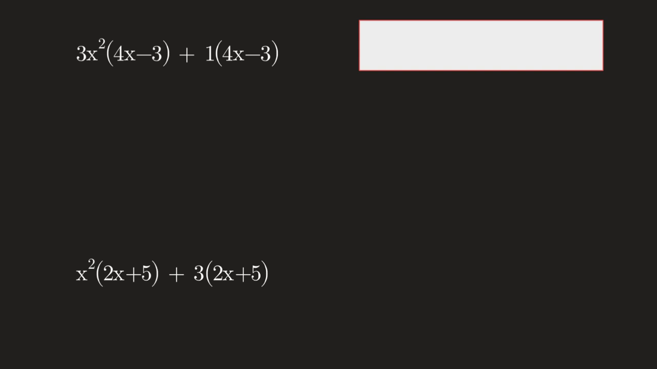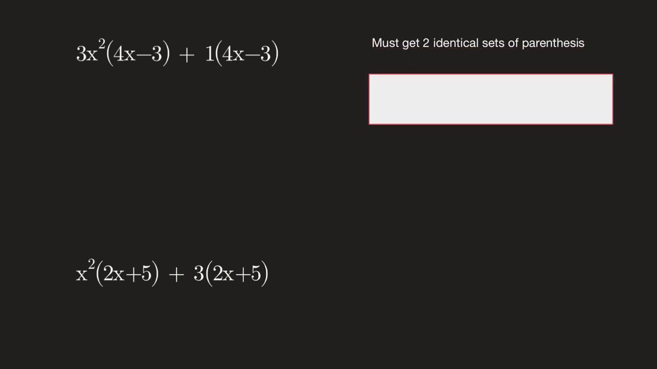Now, factor by grouping, you must get two identical sets of parentheses. And like I said, I'm starting you at a certain point with these first two examples, so I've kind of got you there, but that is a major observation you need to make: when we do factor by grouping, both sets of parentheses must be identical.